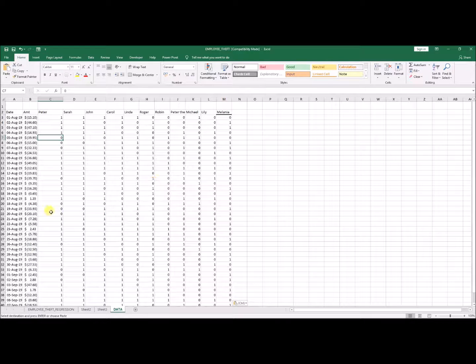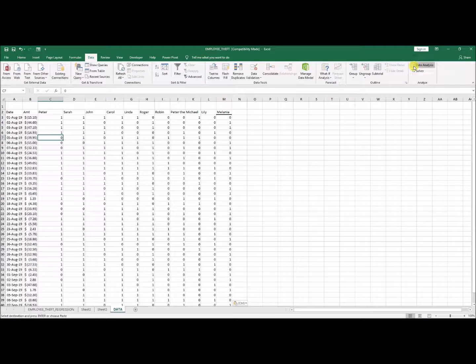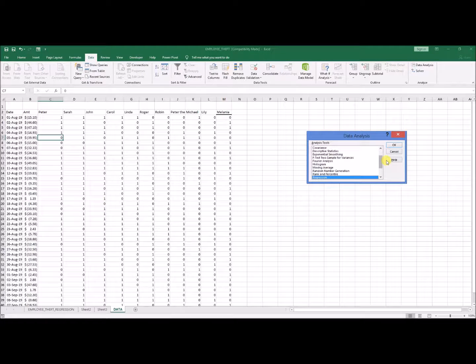So based on the attendance correlated with the various shortages or overages on the days, we can determine who is most likely to be responsible for the shortages. So to do this, we'll do a regression analysis. Go to the Data tab, Data Analysis Toolpack, which can be found in the Excel options as an add-in.